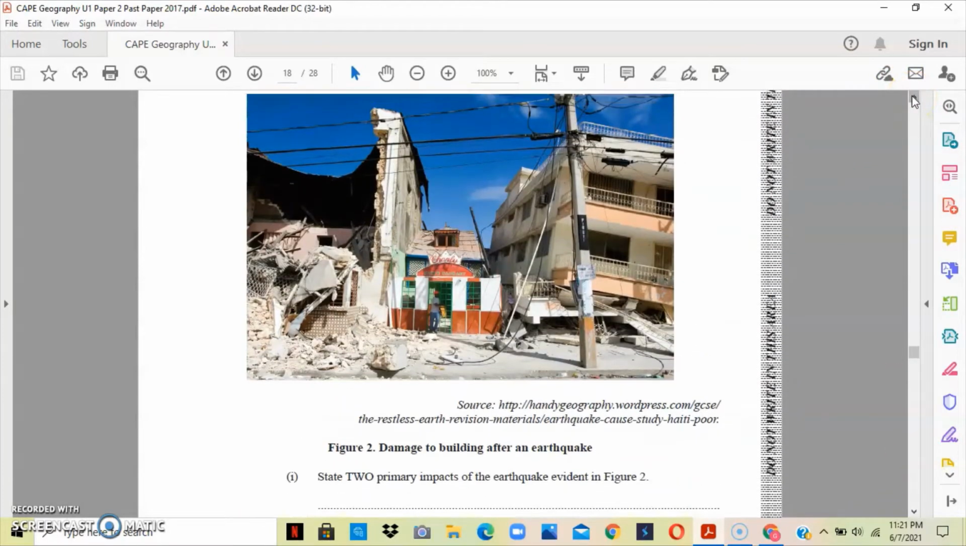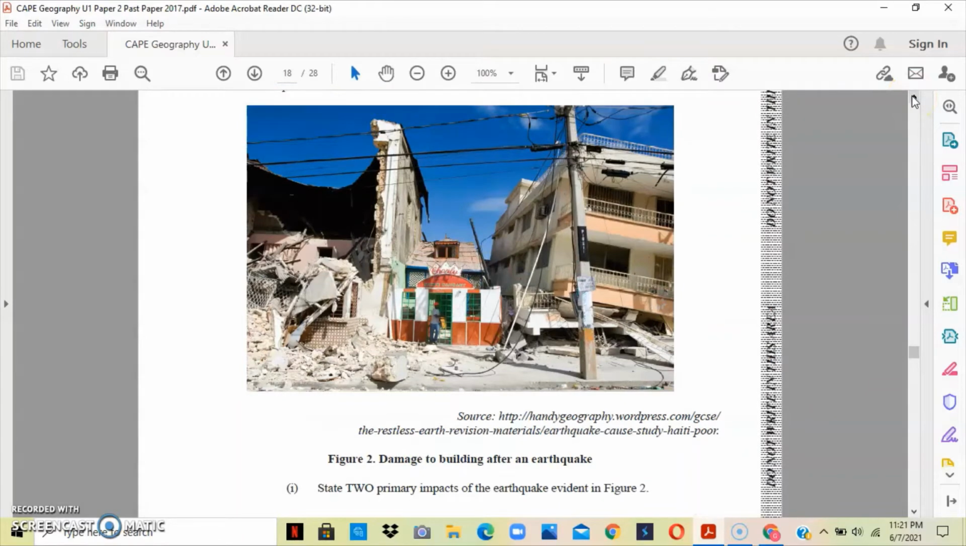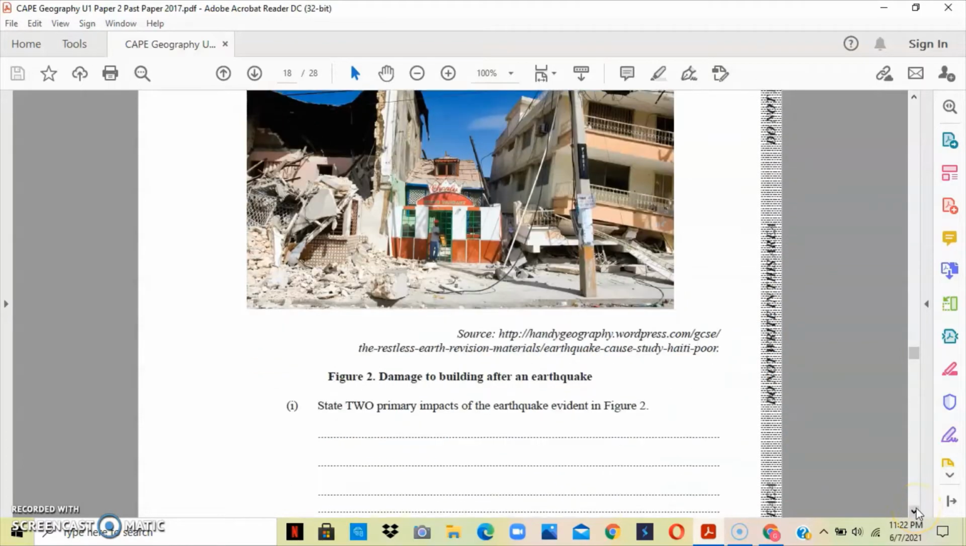Go back to the picture. Now remember, the primary effects are those caused directly by the event. So looking at the picture, based on the earthquake that happened, we can see collapsed buildings, we can see destruction of the road, we can see tilted utility poles, and we can see damages to utility wires. So the wires are here, right? We can see the tilted poles in the background. We can see destruction to the road. You can see that the road is damaged, and we can see the collapse of buildings. You can list any two and you're okay.